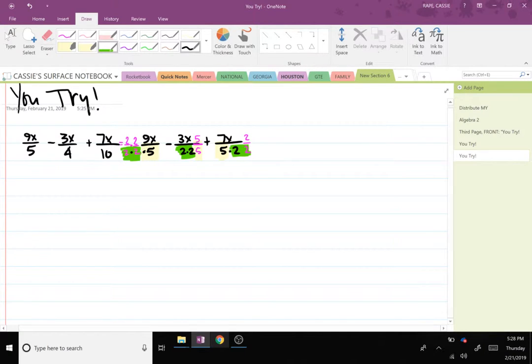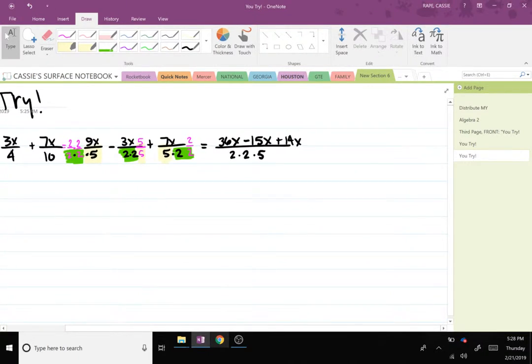Okay, now once everything has the same common denominator, it's going to be 2 times 2 times 5, which I advise that you don't multiply yet, because you might have to simplify at the end and it's just easier to leave it like that. But the top you do have to completely figure out. 2 times 2 is 4, times 9x is 36x, minus 3x times 5 is 15x, plus 7x times 2 is 14x.